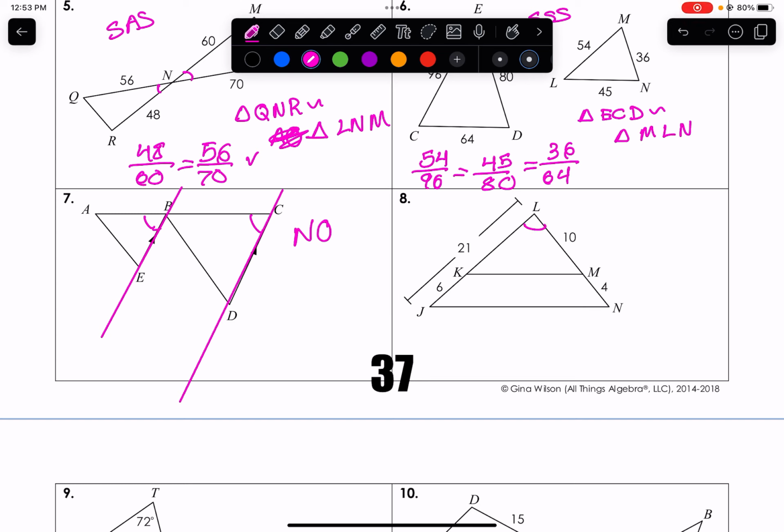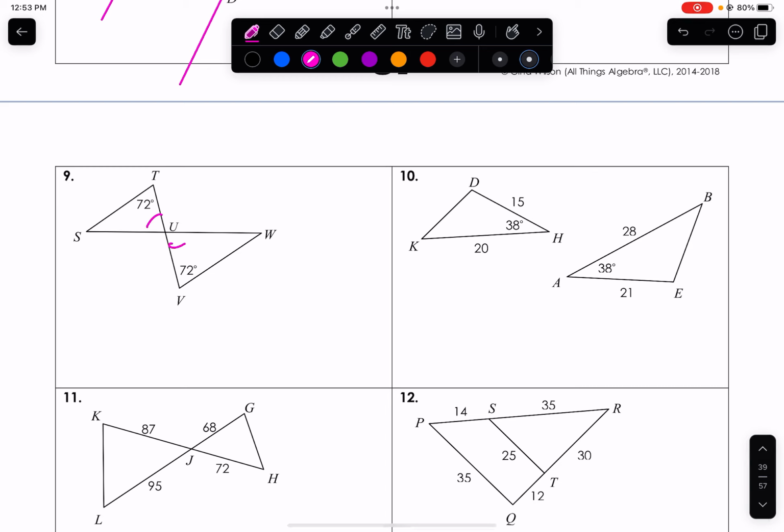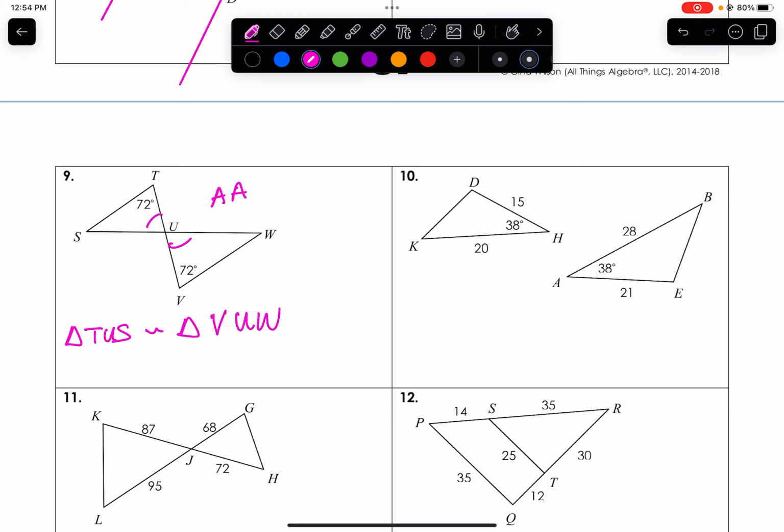So here we have an included angle. 21 minus 6 is 15. So 15 over 21 equals 10 over 14. 15 divided by 21 is 0.714. These are not the same, so these are not similar. Here, yes, angle, angle, TUS is similar to VUW.